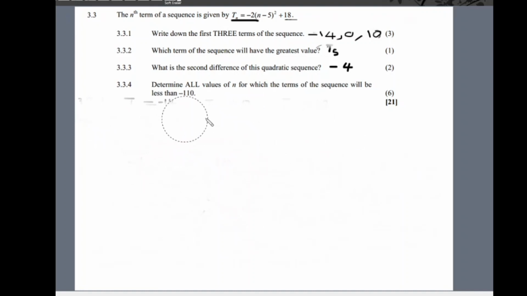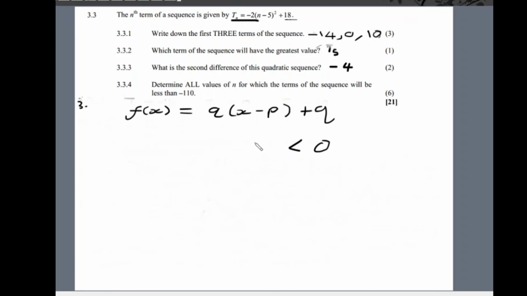3.3.4: determine all the values of n for which the terms of the sequence will be less than negative 110. So now this takes you back to the understanding of functions and graphs, okay? Like if you have a function f of x equals a(x minus p) squared plus q, how will you determine the x values where the function is less than 0, say, right? So to get those values of x where this function is less than 0, you will first calculate the values of x where that function is equal to 0.